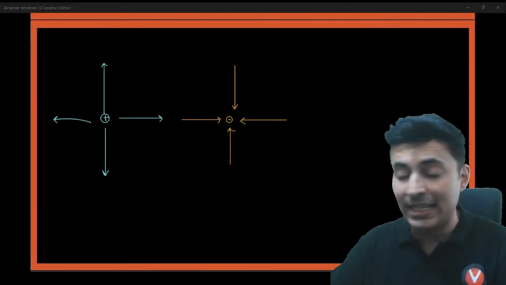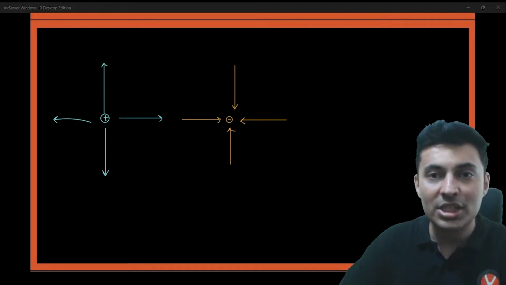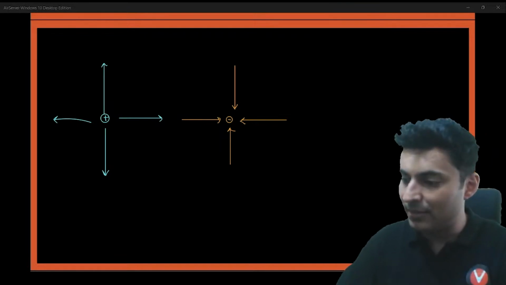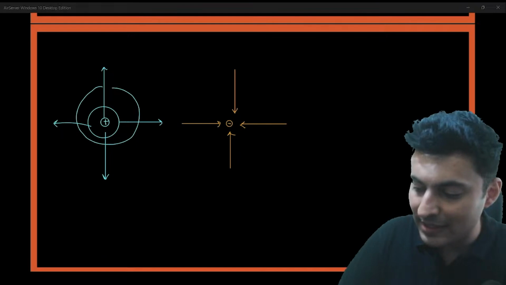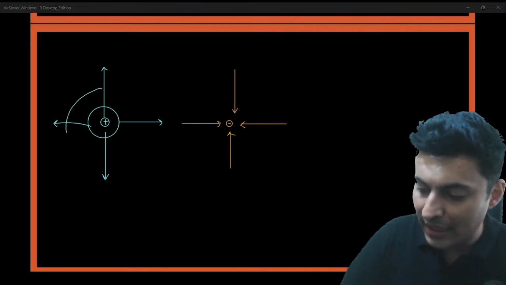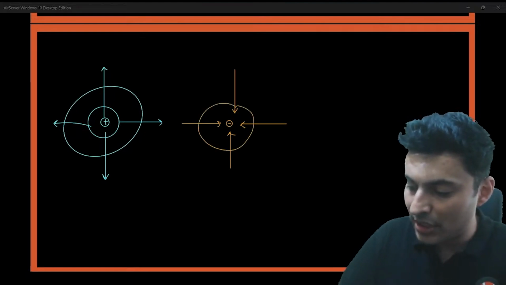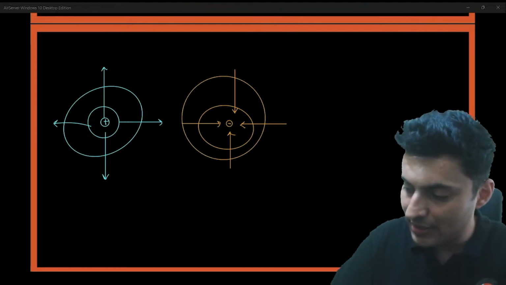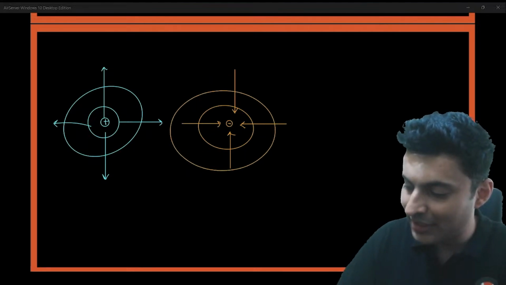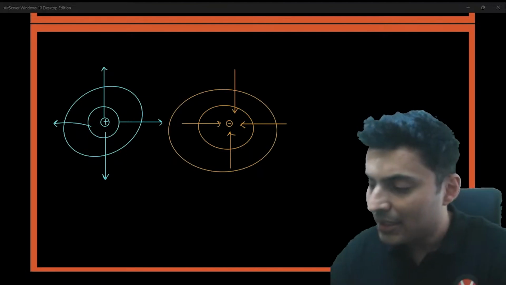How will the equipotential lines look like, my dear warriors? The equipotential lines look something like this. Circles, concentric circles, that's all. Same thing for a negative charge also. They just look like concentric circles. Perfect. But this is simple.